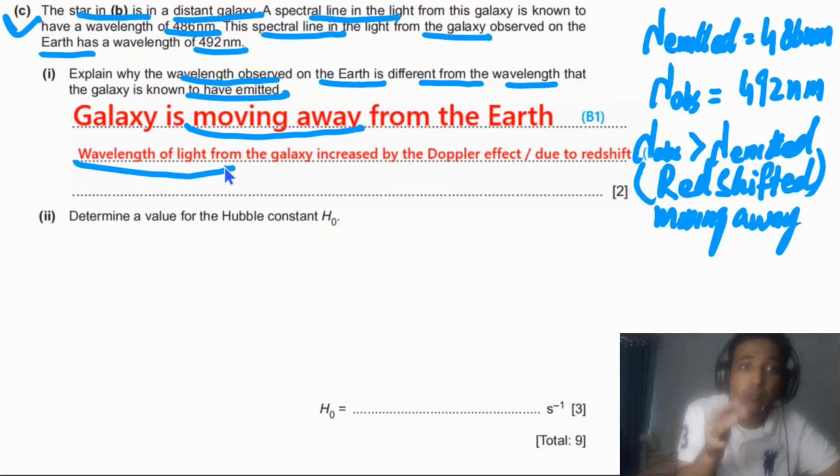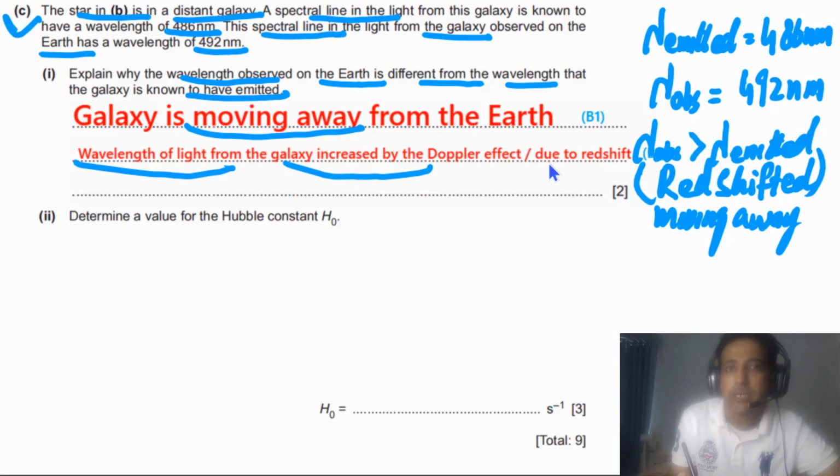Then we need to explain why. So here we are explaining why: the wavelength of light from the galaxy increased by the Doppler effect, or we can say it is due to red shift. So you will get 2 marks.